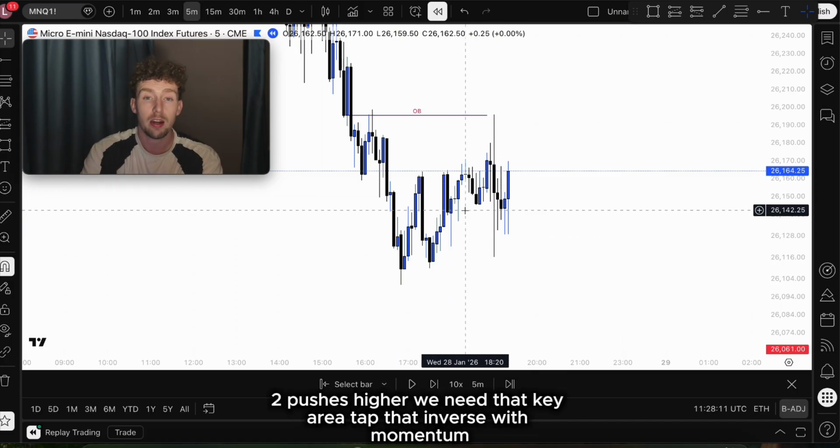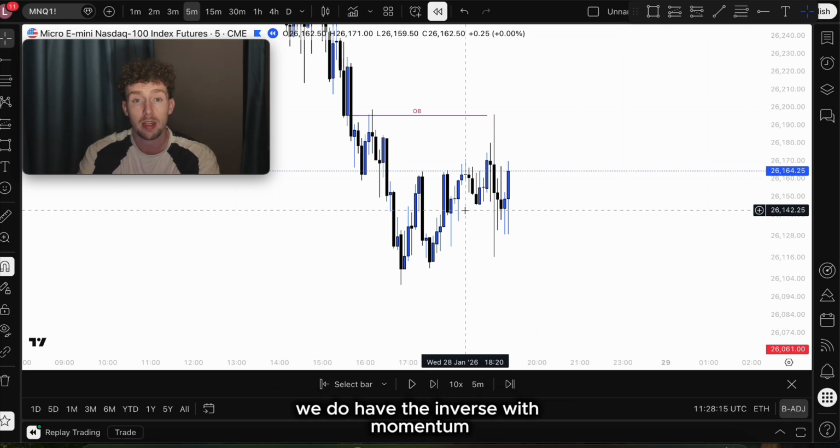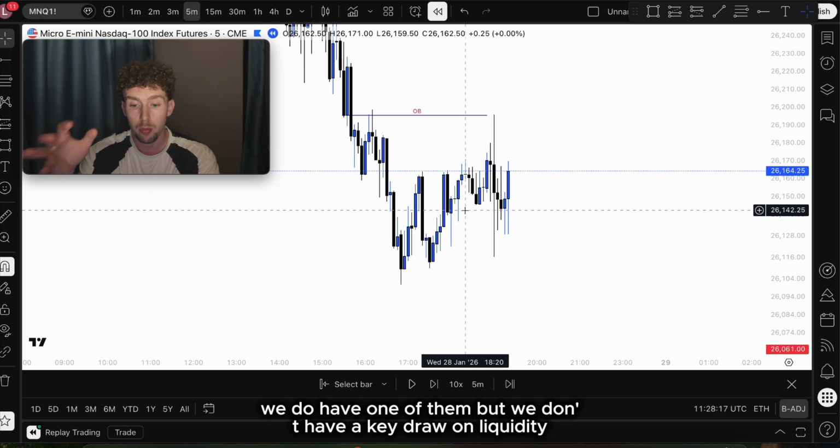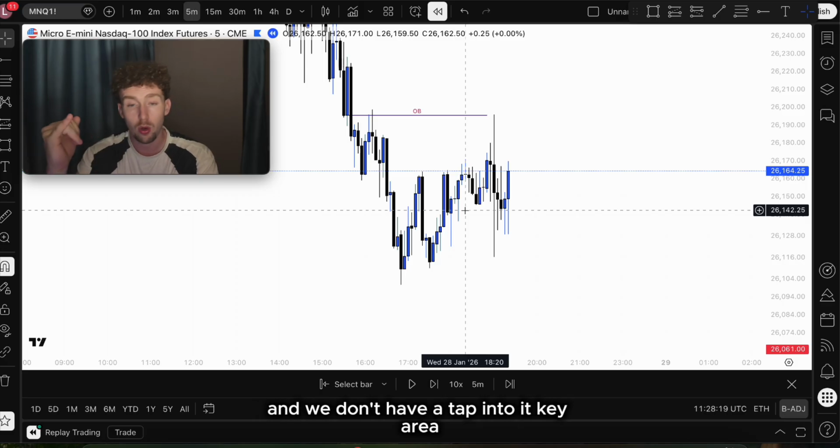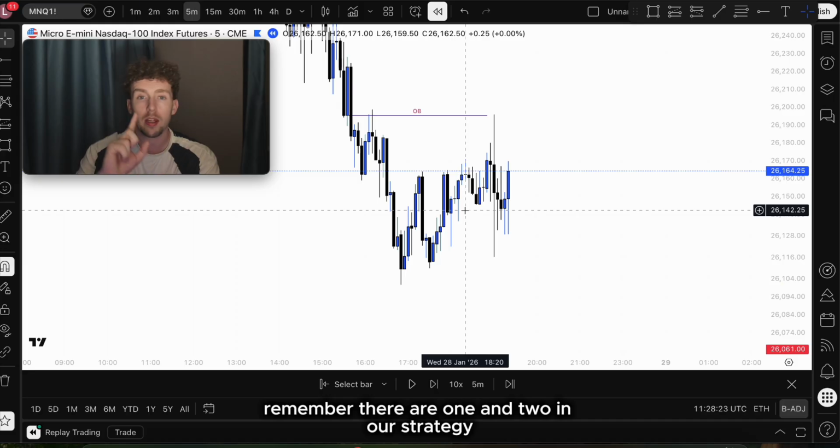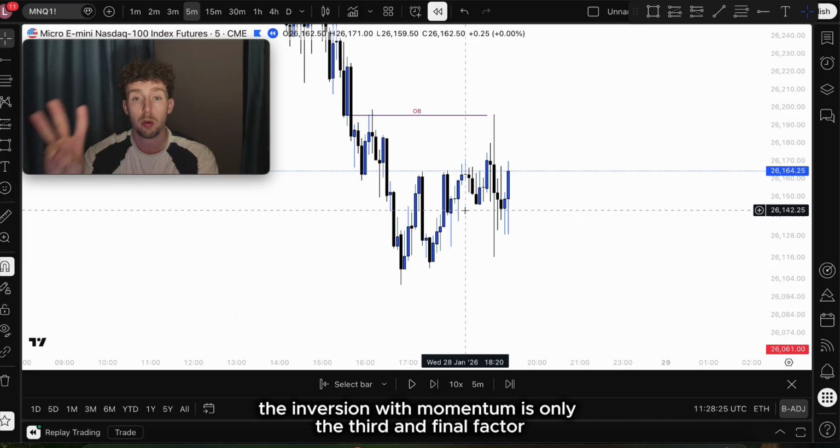We need that key area tap, that inverse with momentum. We do have the inverse with momentum. We do have one of them. But we don't have a key draw on liquidity, and we don't have a tap into a key area. Remember, they are one and two in our strategy. The inversion with momentum is only the third and final factor.